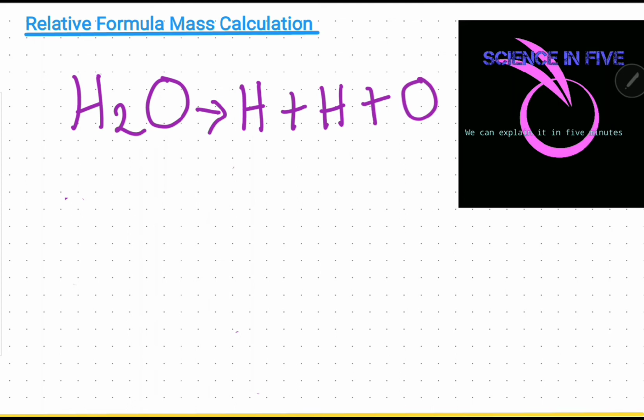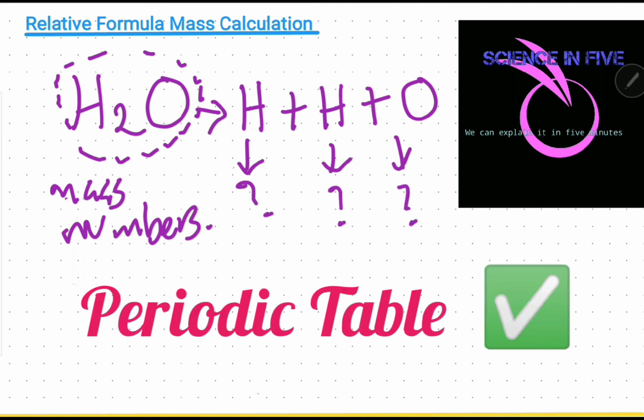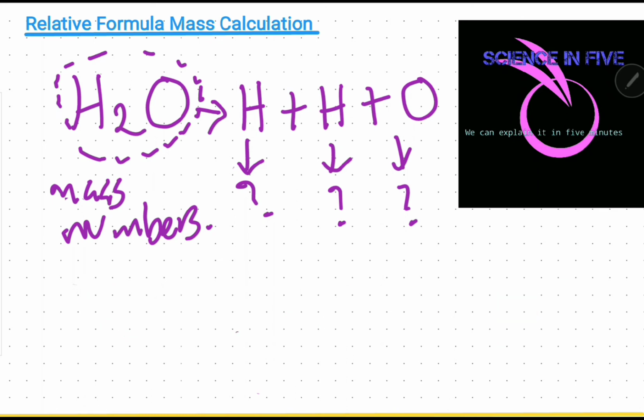Once I read the chemical formula of a substance, I must be able to break it down into the constituent atoms. Then I can work out the mass numbers of each of those atoms. Where am I going to get those mass numbers? Well, the good thing is I can get this from the periodic table of elements. I do not have to learn by heart the mass numbers of all the elements.